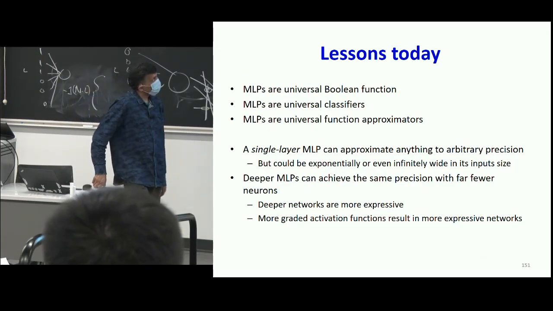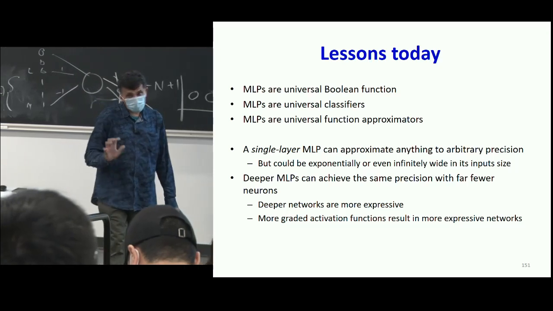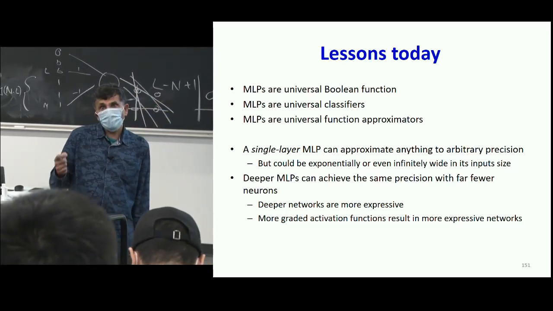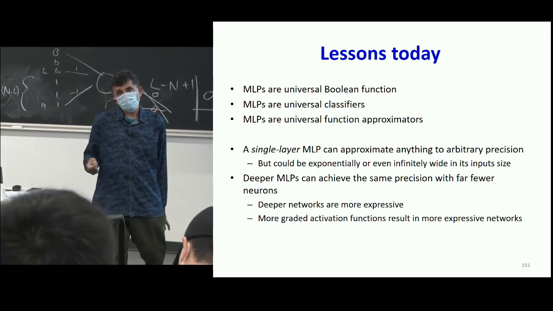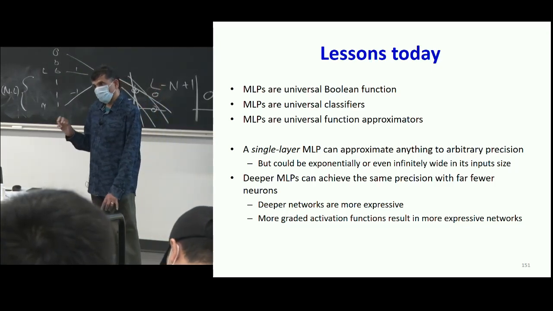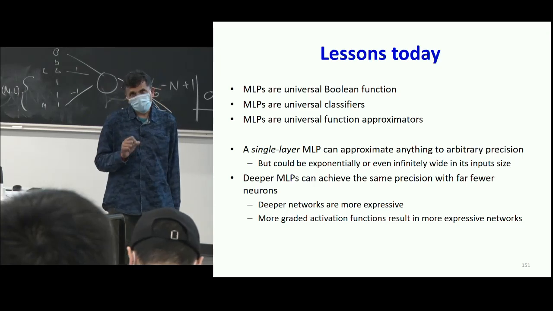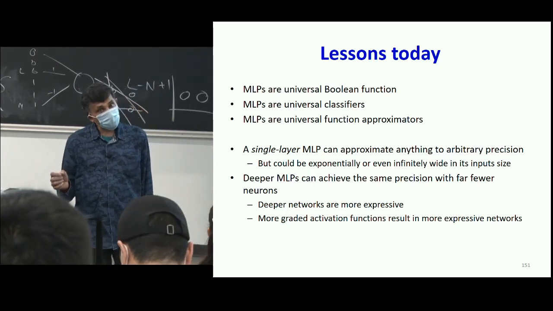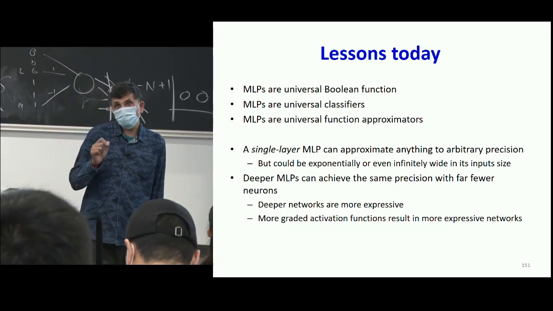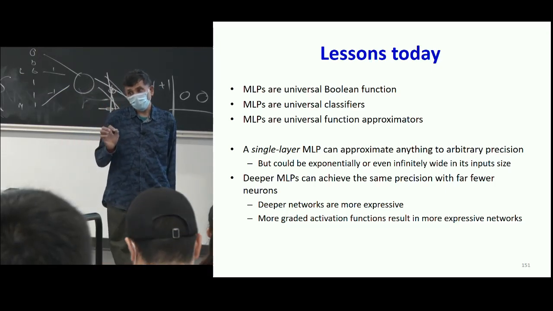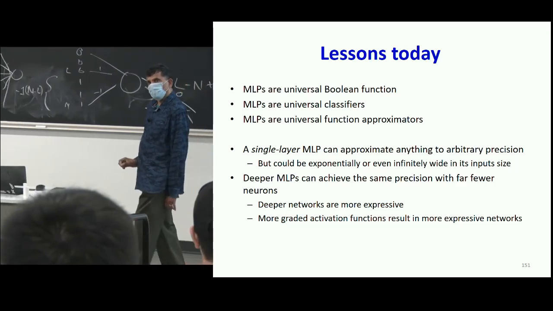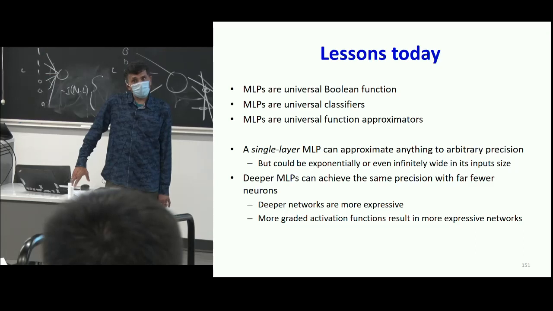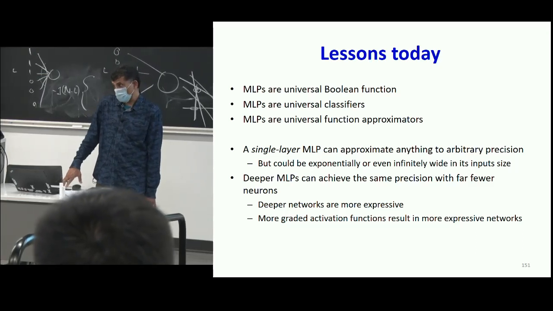So here are the lessons for today. MLPs are universal Boolean functions. They're universal classifiers. They are universal function approximators. A single, or more generally a fixed number of layers MLP can approximate anything to arbitrary precision, but could be exponentially or even infinitely large. Deeper MLPs can achieve the same precision with far fewer neurons, far fewer parameters. Deeper networks are therefore more expressive, and more graded activation functions result in more expressive networks.